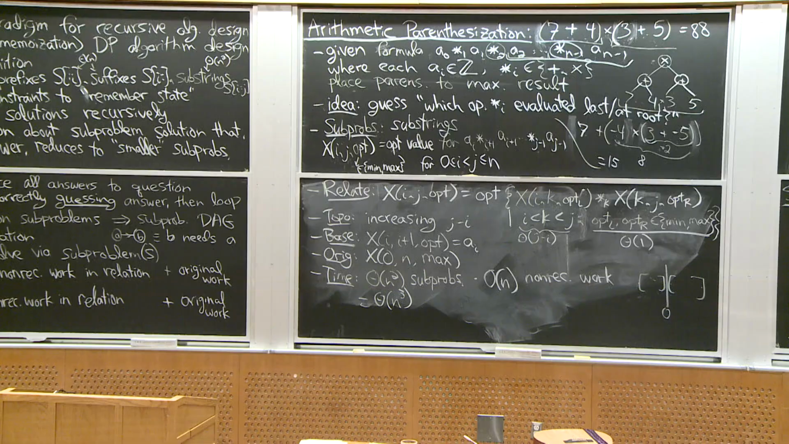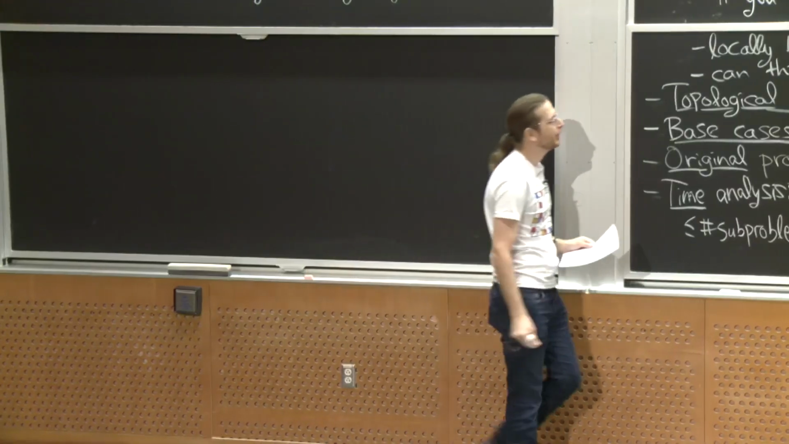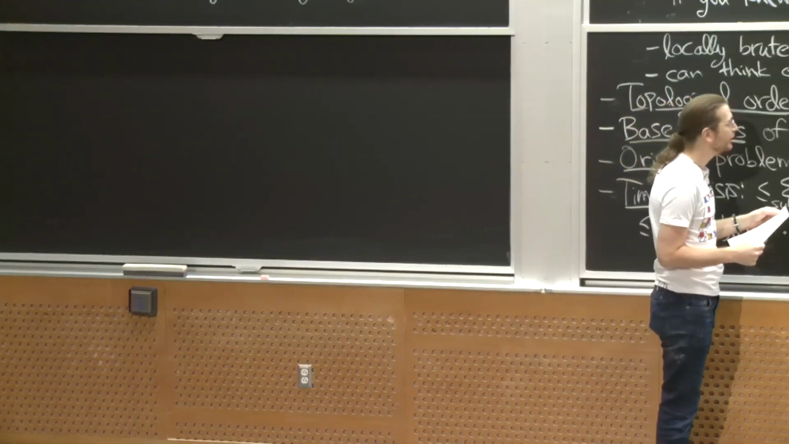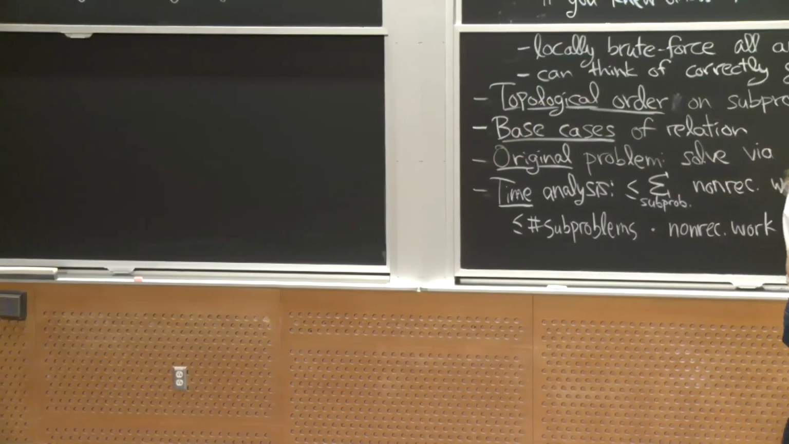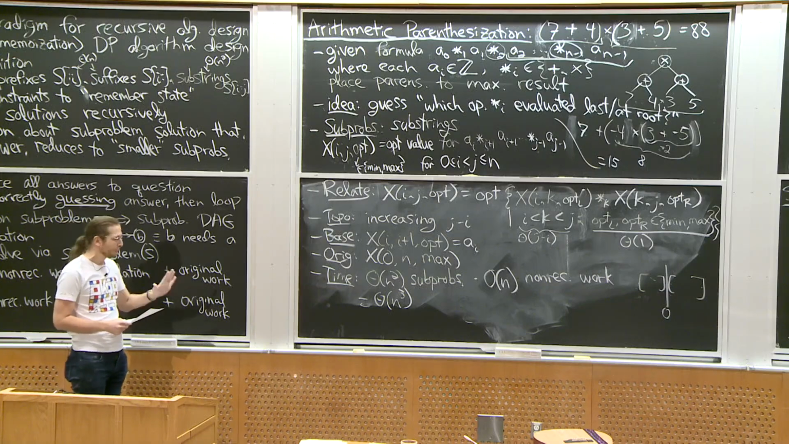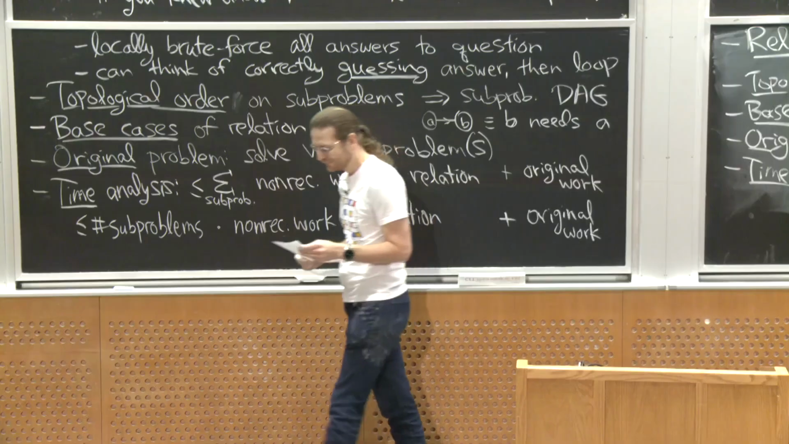All right, and this class is all about understanding when it works and when it doesn't work. Of course, we will only give you problems where it works. But it's important to understand when it doesn't work. For example, DAG shortest paths, that algorithm on a non-DAG, very bad, infinite time.